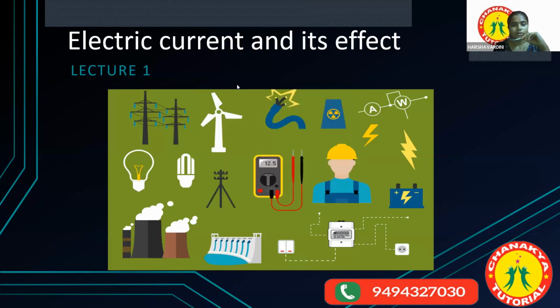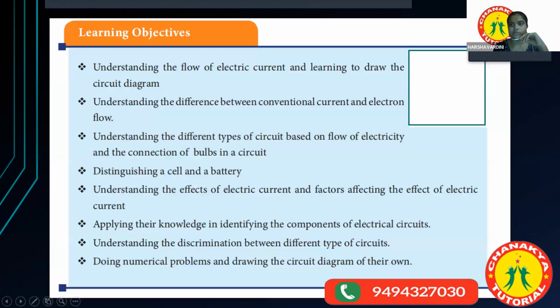Fine. So we are going to see a short overview. We will be seeing the learning objectives. This is not like the nutrition in plants lesson. This lesson is basically physics. We'll be understanding the flow of electric current and learning to draw basic circuit diagrams, not very big, complicated circuit diagrams.